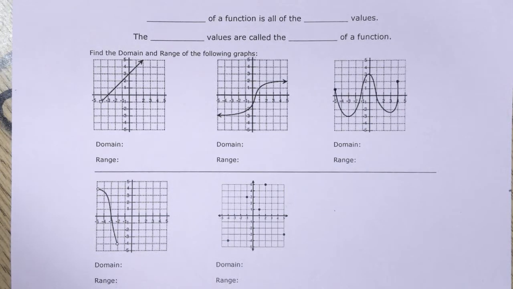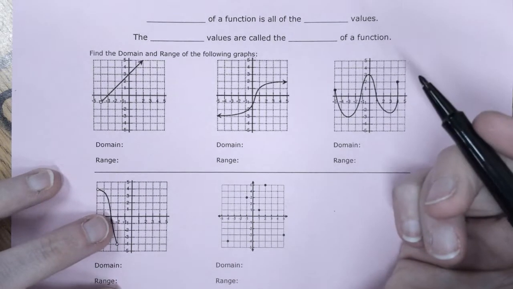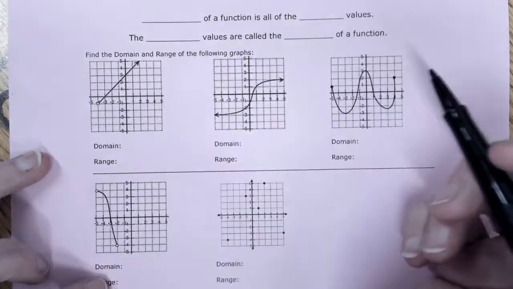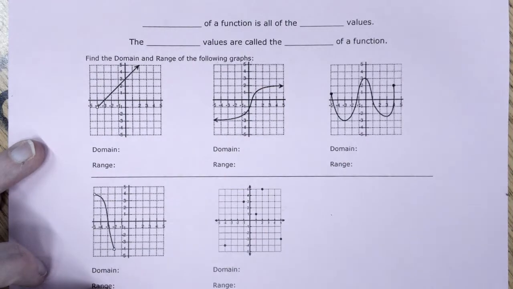So we're starting to get into more advanced algebra concepts. We just learned about our key features. We learned about function notation. And now we're going to expand on function notation and talk about domain and range.